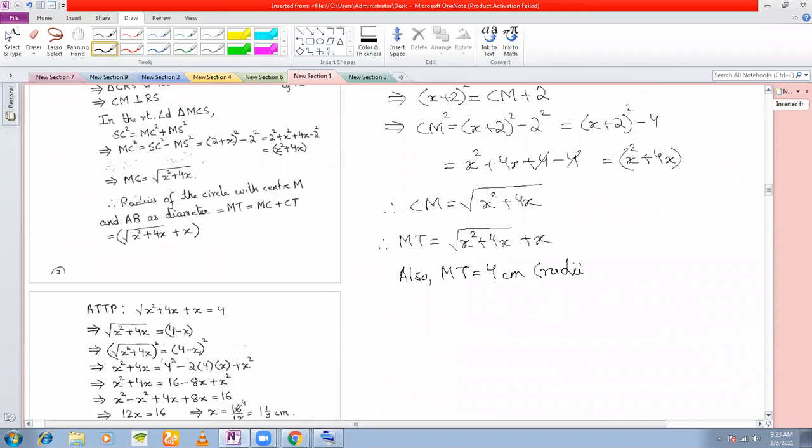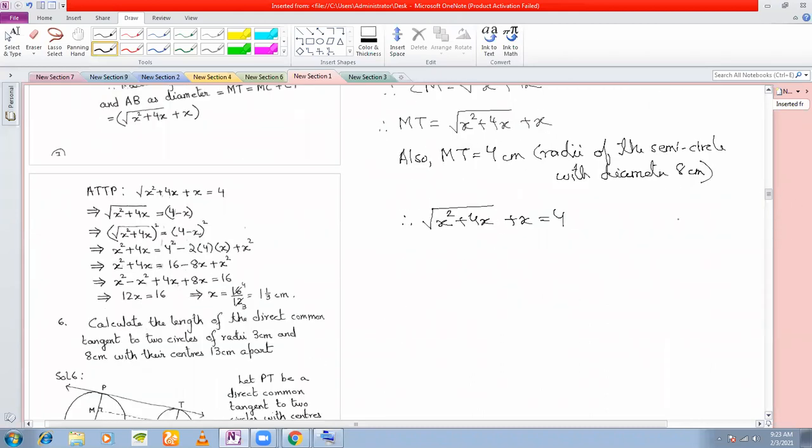Radii of the semicircle with diameter 8 centimeter. Therefore, what can I say? Root over x square plus 4x plus x must be equal to 4. Now we simply solve this equation to get the value of x. We need to find out the radius x.